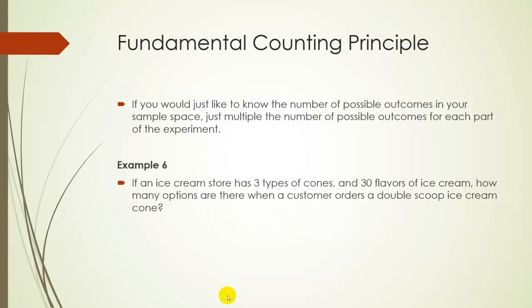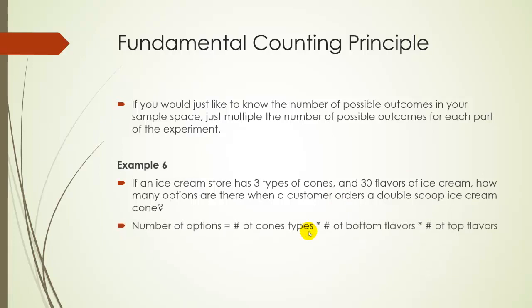So let's apply it to a more common example. I'm sure you've been to stores where they say there are like 5,000 different flavor combinations, like maybe a sub shop or something like that. So let's explore an ice cream store. They have 3 different types of cones and 30 flavors of ice cream. So how many options are there when a customer orders a double scoop ice cream cone? Well, we can just multiply. There's going to be 3 options for the number of cone types, 30 options for the bottom flavor, and 30 options for the top flavor. So it'd be 3 times 30 times 30, which gives you 2,700 wonderful flavor options.